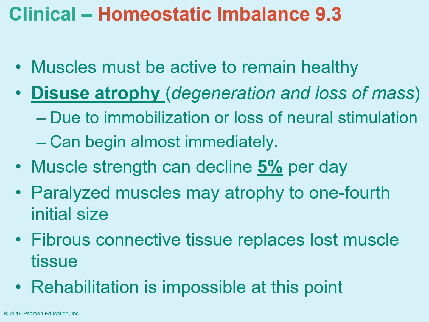Someone who is paralyzed, those muscles may atrophy to about 1/4 their normal size. Fibrous connective tissue tends to replace the lost muscle tissue. At that point, to try to rehabilitate is difficult because you can't replace the muscle.